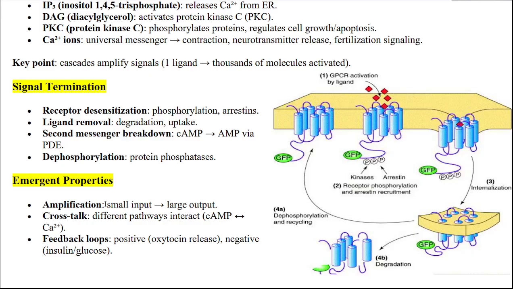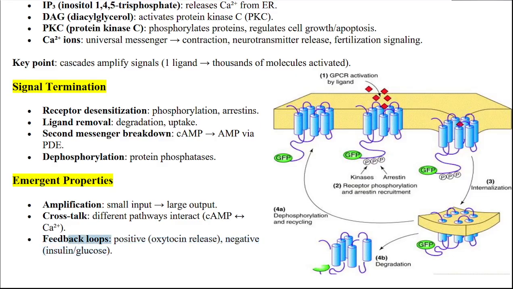And feedback loops. Feedback loops provide control and stability, or sometimes rapid change. Negative feedback is common for homeostasis. Think of high blood glucose triggering insulin release, which then lowers blood glucose, which in turn reduces insulin release. It keeps things in balance. Keeps it from overshooting. Exactly.